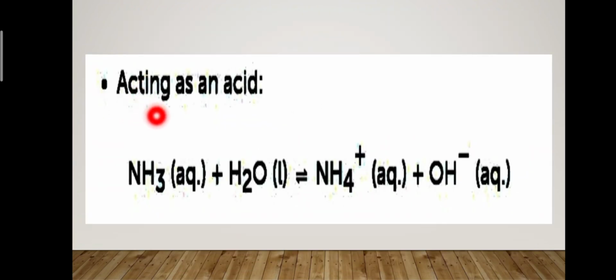Water molecule acting as an acid. When a water molecule reacts with a base, here it is ammonia, it donates its proton and this water molecule acts as an acid. NH3 accepts the proton of the water molecule and becomes NH4 positive, that is ammonium ion, with the release of OH negative ion from the water molecule.